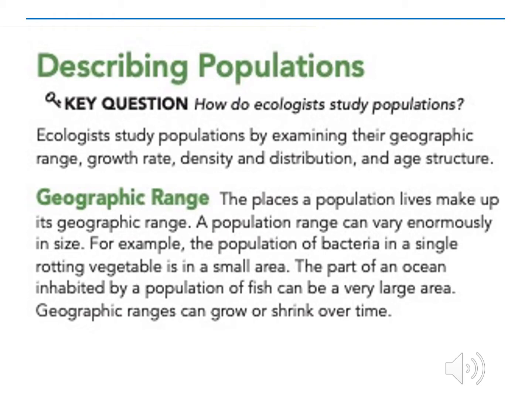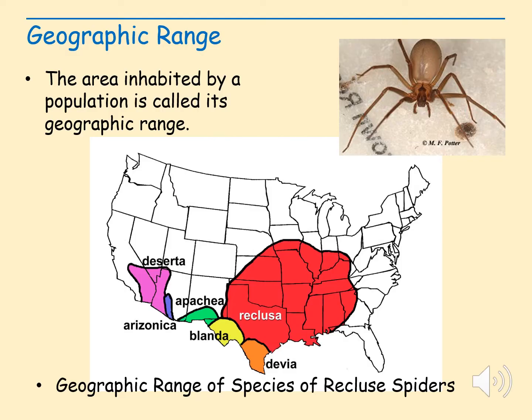For example, the population of bacteria in a single rotting vegetable is in a small area. The part of an ocean inhabited by a population of fish can be a very large area. Geographic ranges can grow or shrink over time. The brown recluse spider can be found normally anywhere that humans dwell. The different colors show the different species of where the brown recluse spider lives.